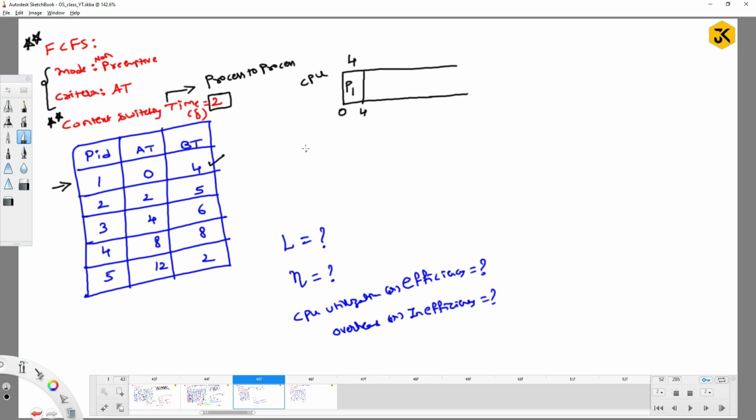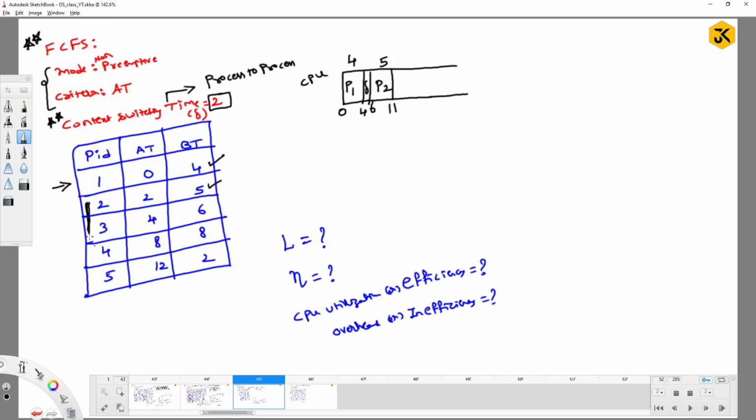Now, by the completion of 4 units, what processes are available for us? P2 and P3, right? Can we go directly to P2? No, because as I am trying to shift from P1 to P2, you have to allocate switching time. Switching time will be 2 units, so it will be completed by 6 units. Then P2 will be allocated for how many units? 5 units of time. So 6 plus 5, 11.